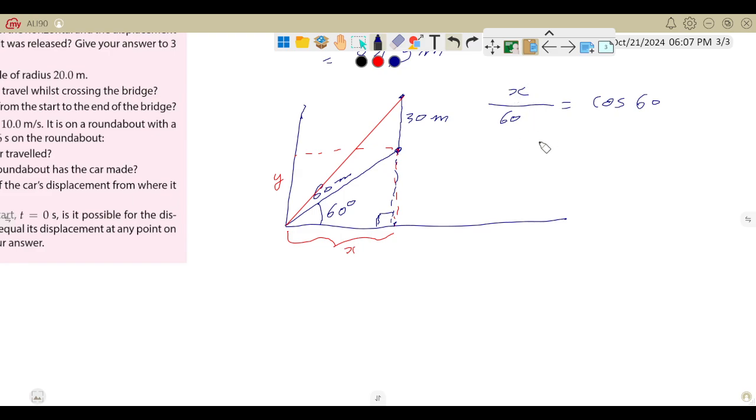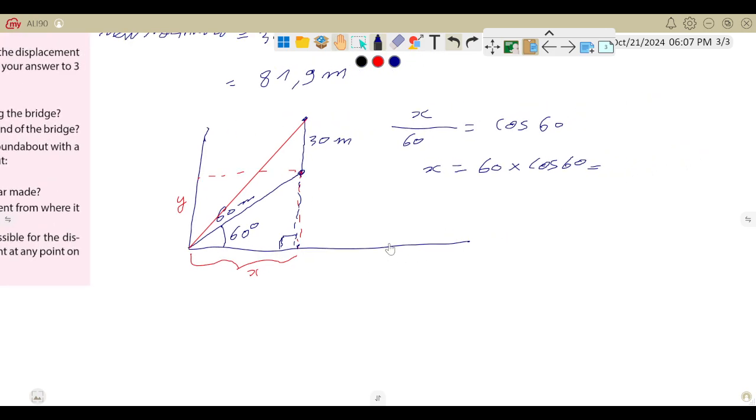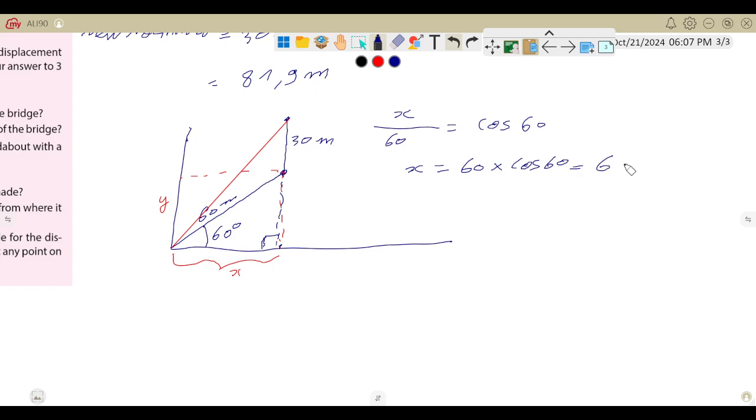So what I'm looking for is this x. I can just multiply both sides by 60, giving 60 times the cosine of 60. The cosine of 60, it's obvious, is just 1/2. So 1/2 times 60 is just 30. I'm measuring distances, so it must be expressed in meters. I hope this one is clear for you.